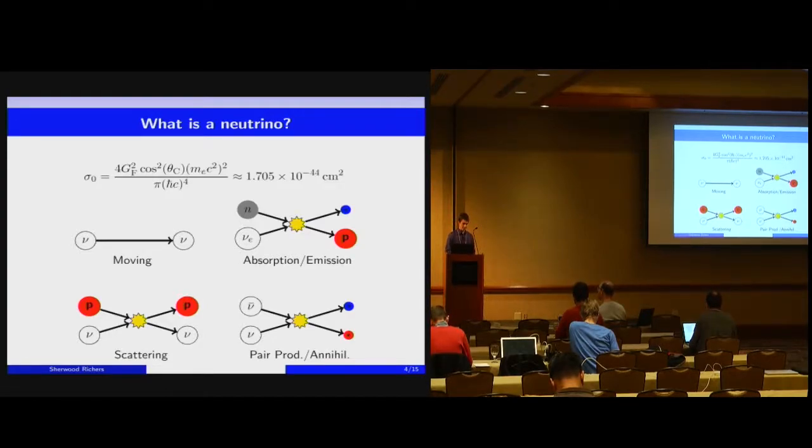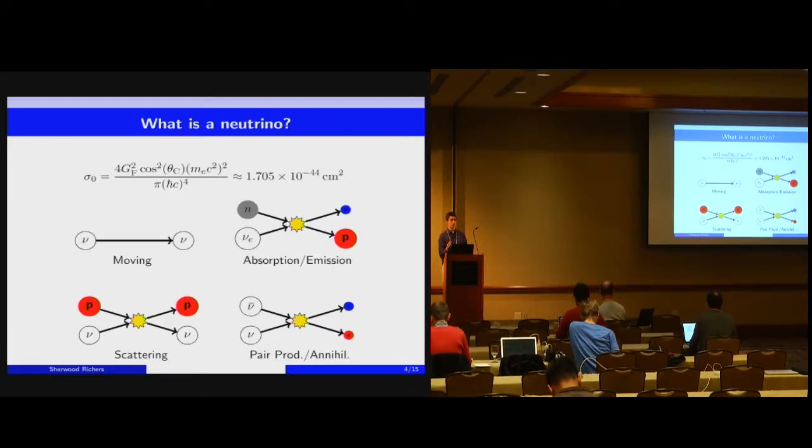So what exactly is a neutrino? Just to give a sense of scale, a neutrino is a very small, very weakly interacting particle. A sort of canonical cross-section is something like 10 to the minus 44 square centimeters. So just neutrinos coming from the sun, there's a couple 100 billion passing through you every second of the day and night. So they're very, very weakly interacting.